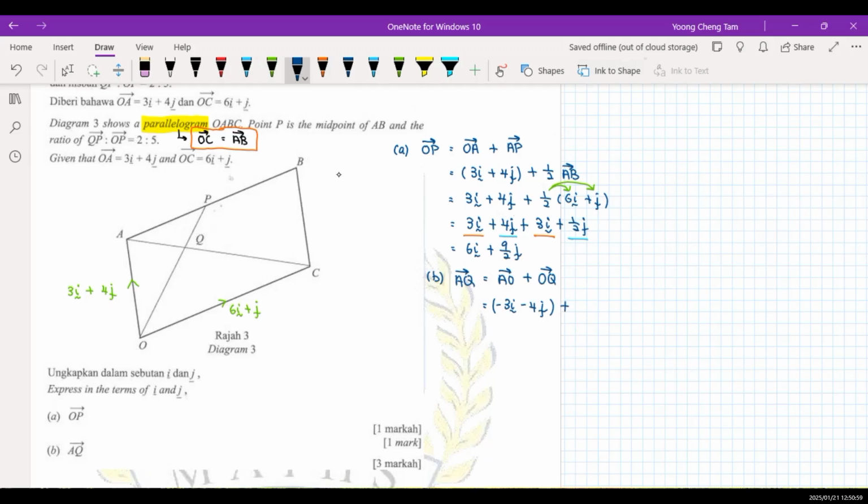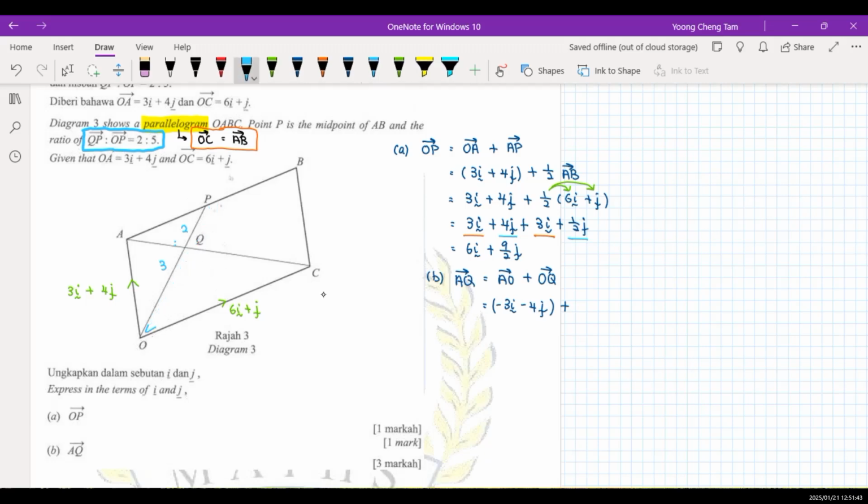So for OQ, you must look at this ratio, right? So the ratio QP to OP is 2 to 5. So QP is 2, so you can label 2 for the vector QP. And then OP is 5, right? Which means that the ratio for the whole line is 5. So what is the ratio for OQ? 5 minus 2, and you get the ratio for OQ. So here will be 3. 5 minus 2, you'll get 3, and that's the ratio for OQ.